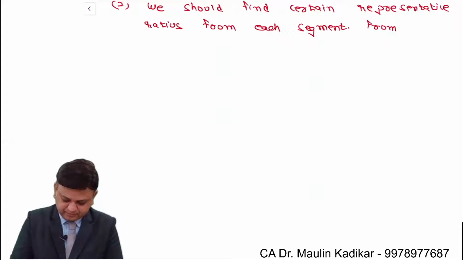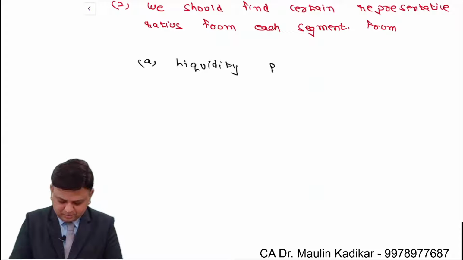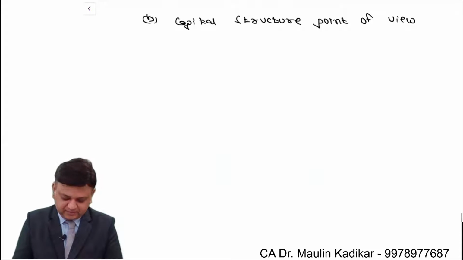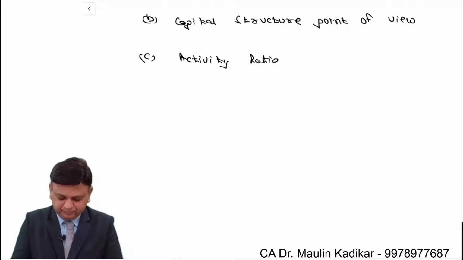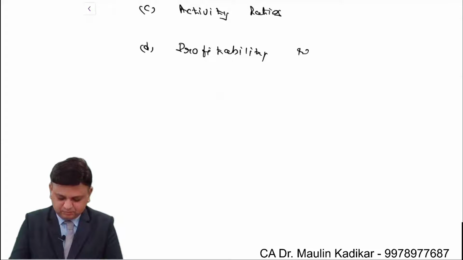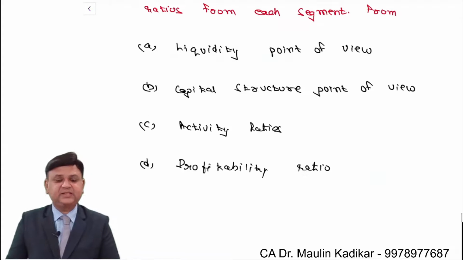From A, liquidity point of view; B, capital structure point of view; C, activity ratios; D, profitability ratios. Like that, these are the ratios to be calculated.